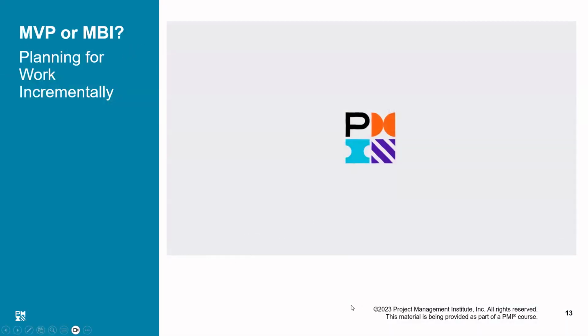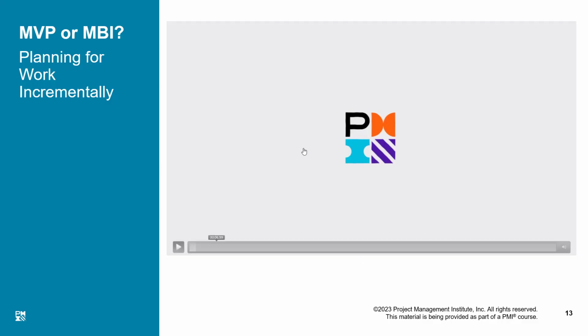This is a video showing you the difference between minimum viable product and minimum business increment. MBI is minimum business increment, and MVP is minimum viable product. So let's see this video. This explains it.